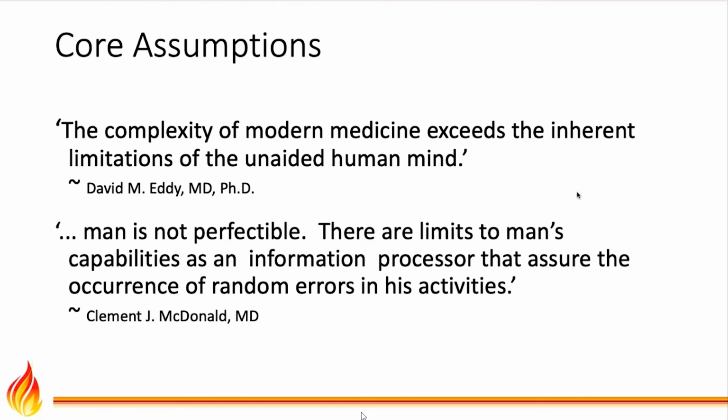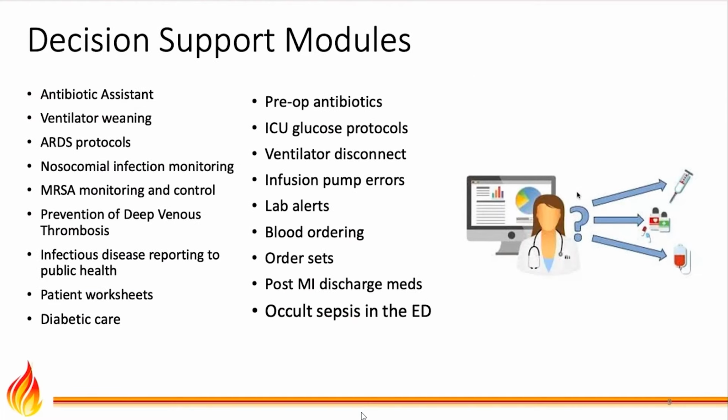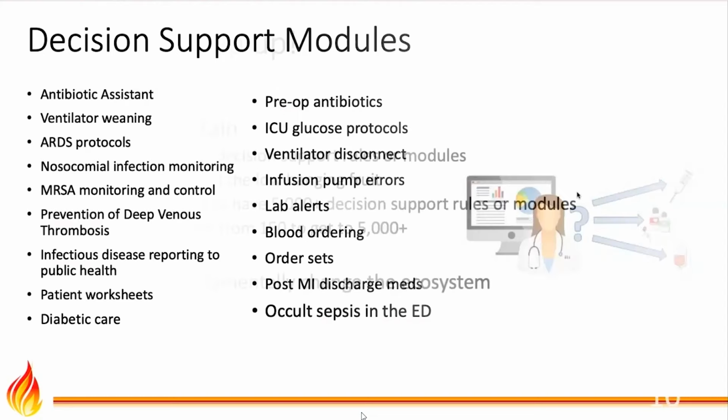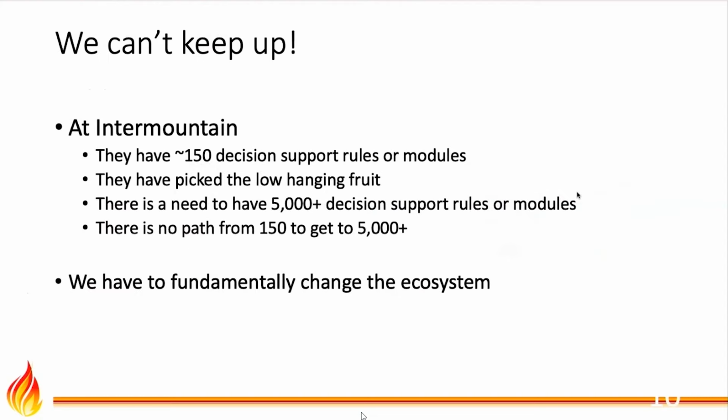So we look at this and say, well, from the IT perspective, how can we help? We can help by putting in decision support modules. On this screen are some examples of all the different decision support modules that are possible out there. I'm sure many of you work with these as well, either developing them, implementing them, or supporting them, all the different roles we have around decision support. At Intermountain Healthcare, when I made this slide a couple of years ago, they had approximately 150 decision support rules module sets, decisions being supported by a decision support module. Some were simple, some were complex.